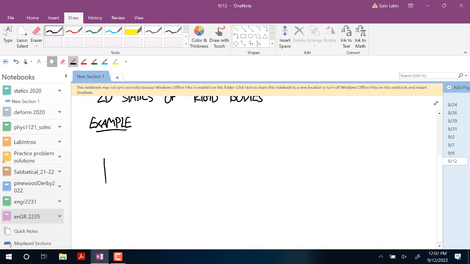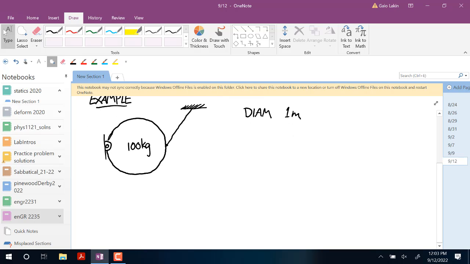So the first one, you have a pin joint over at the wall. You have a circular mass with a diameter of 1 meter. This mass is 100 kilograms. And it's supported by a cable at the other end. Calculate the external loads on this mass.